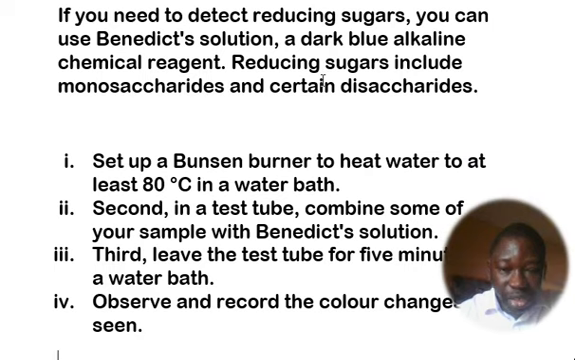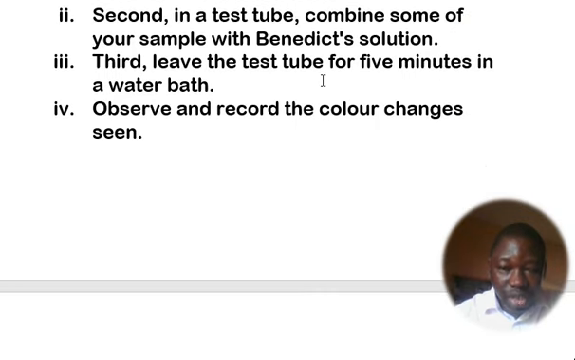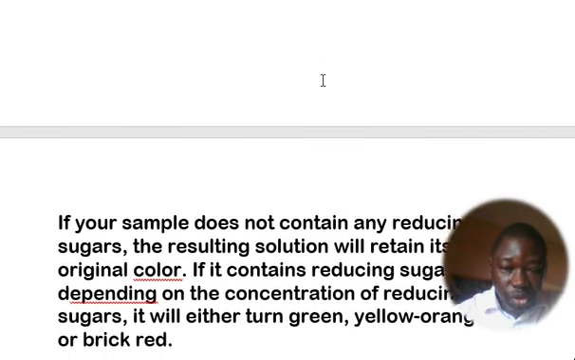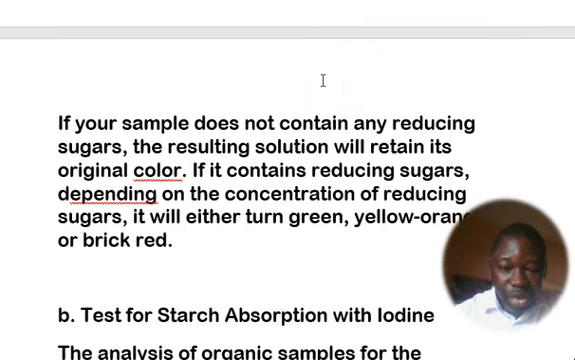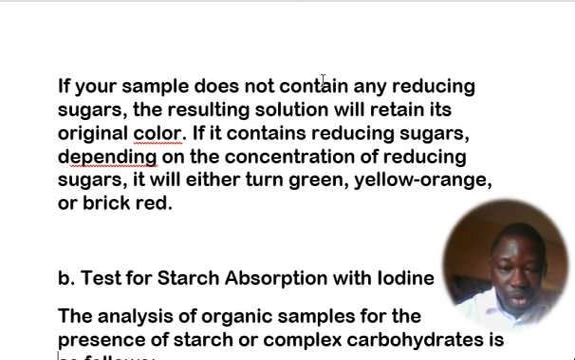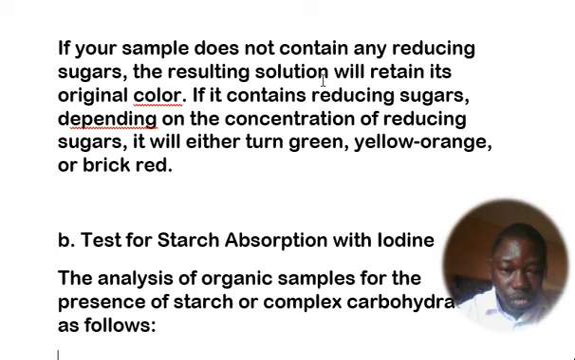Number 1, set up a Bunsen burner to heat water to at least 80 degrees C in a water bath. In a test tube, combine some of your sample with Benedict's solution. Leave the test tube for 5 minutes in the water bath. Observe and record the color changes that you see. If your sample does not contain any reducing sugar, the resulting solution will retain its original color. If it contains reducing sugars, depending on the concentration, it will turn green, yellow, orange, or brick red. So that is how to test for reducing sugar in food.